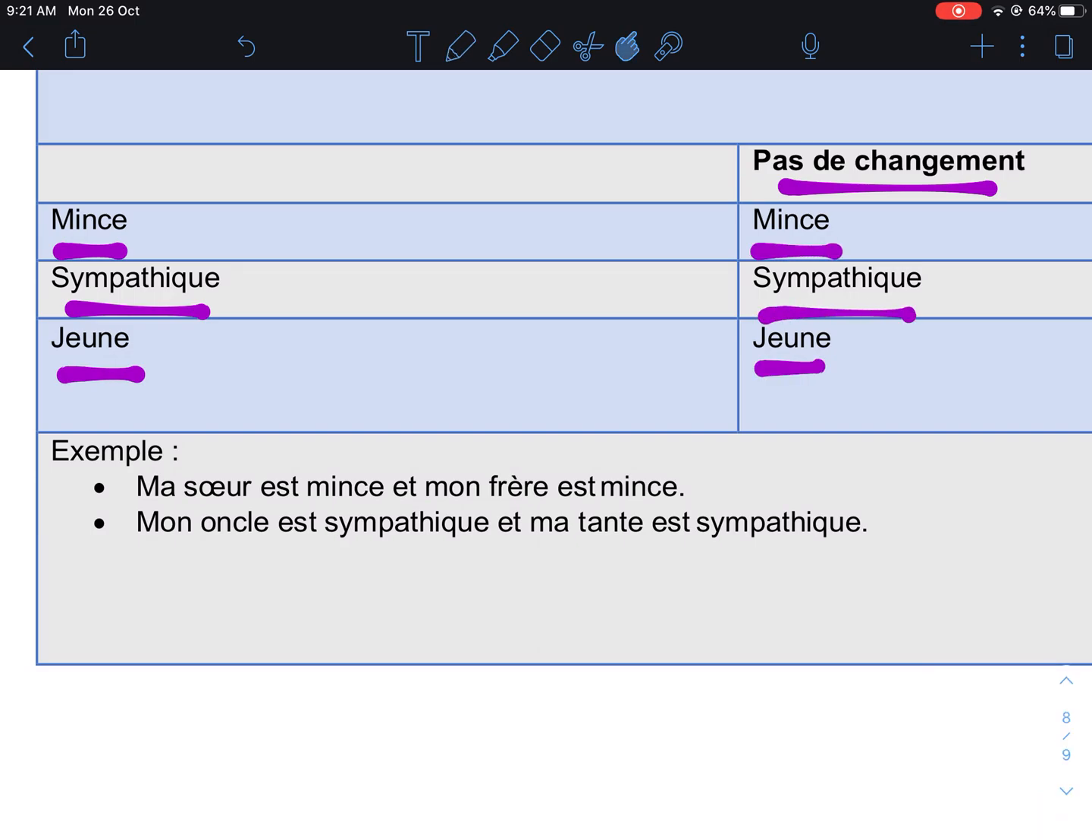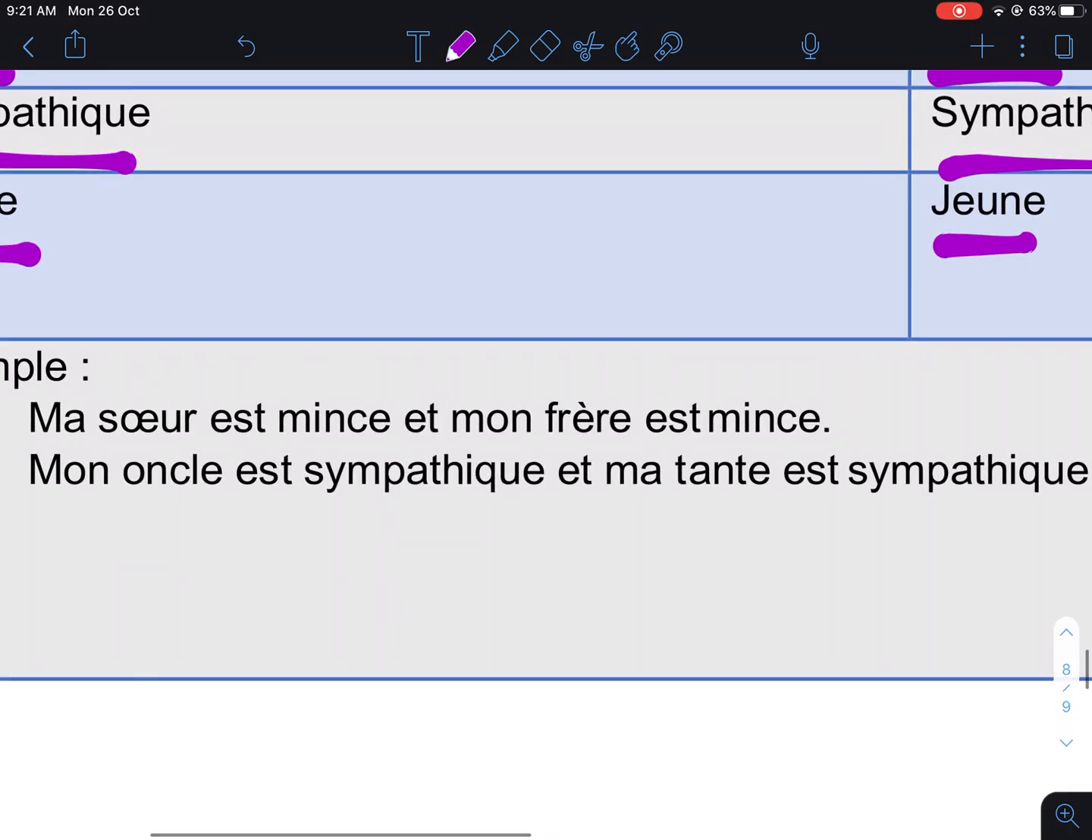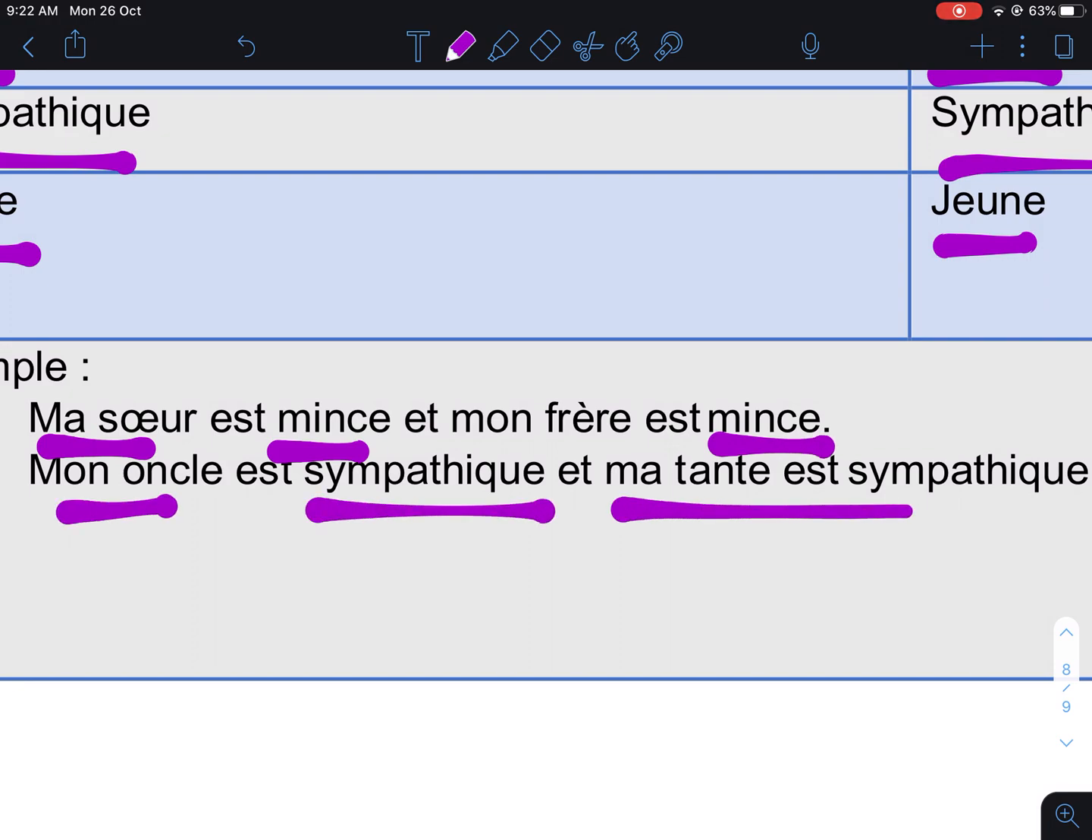So, now let's look at the examples here. You have ma sœur est mince, mon frère est mince. Can you see that? Mon oncle est sympathique et ma tante est sympathique. My sister is slim and my brother is slim. My uncle is kind and my auntie is kind. So slim is used for both sister and brother, and sympathique here is used for both uncle and auntie.